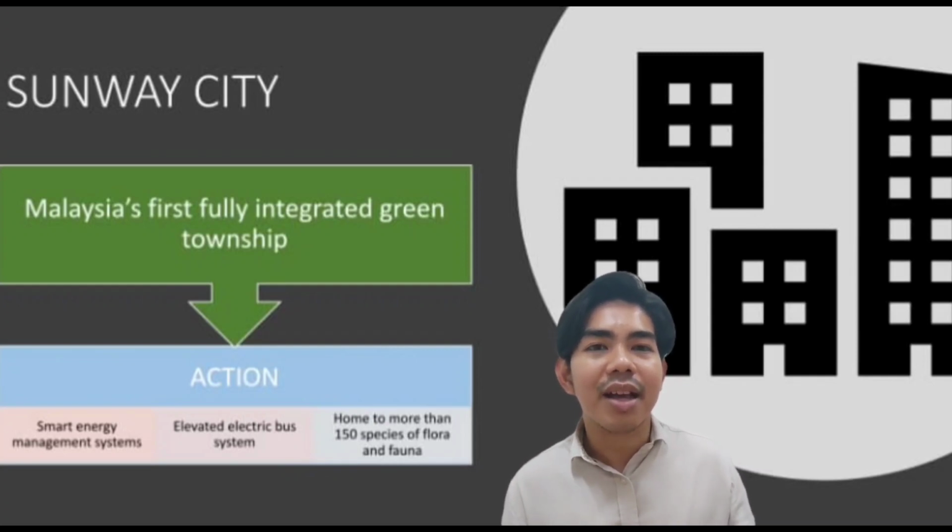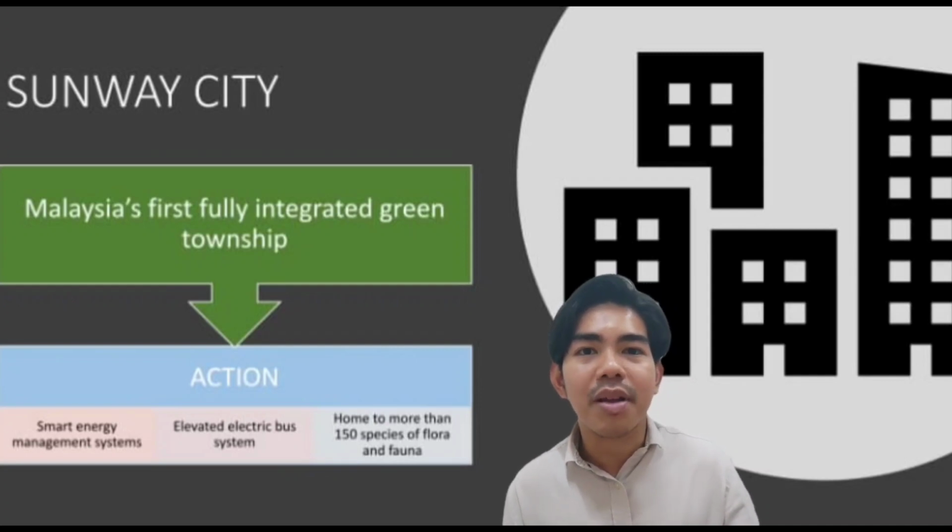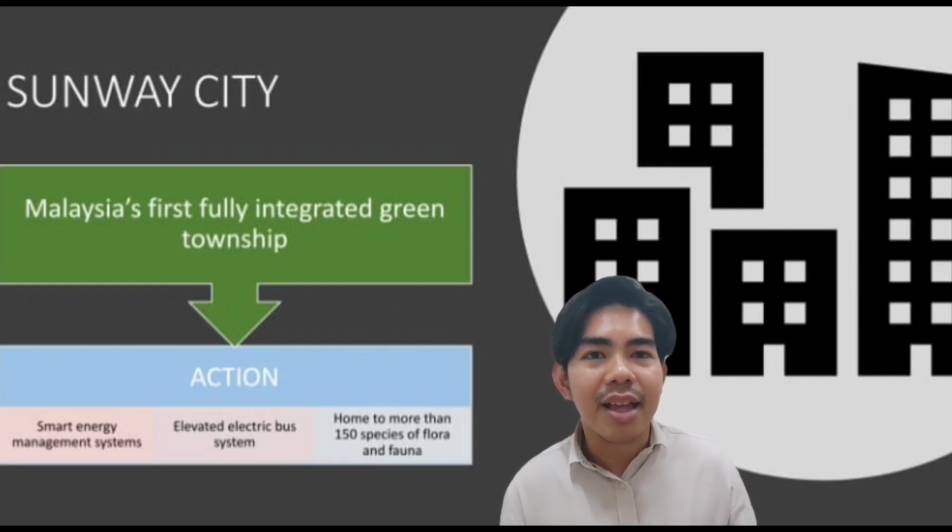Today, the 800-acre site is Malaysia's first fully integrated green township, serving a vibrant community of more than 200,000 people with a smart energy management system, an elevated electrical business system, free Wi-Fi, and an array of sustainability features that have earned numerous certifications and awards.